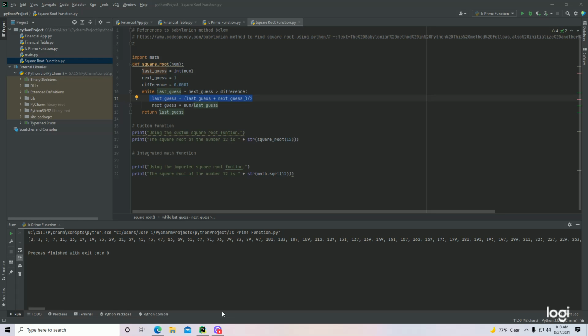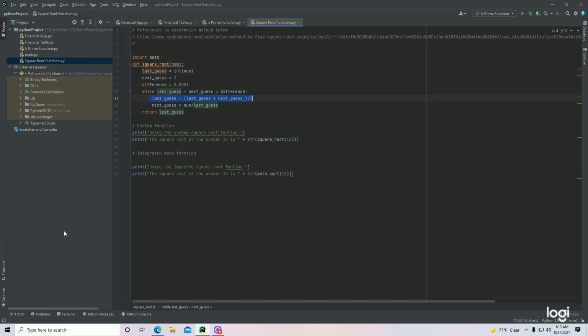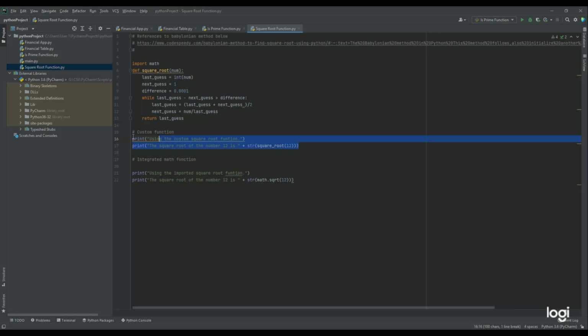I hope I didn't. But we'll go ahead and run our code and see if it is close to what the actual integrated math square root function gives us. So I went ahead and used a print statement and my function that I made up at the top. Give me 1 second. Boom. Up at the top, and use the integrated math function down at the bottom to see what kind of differences we see using the Babylonian custom method or the math integrated method.